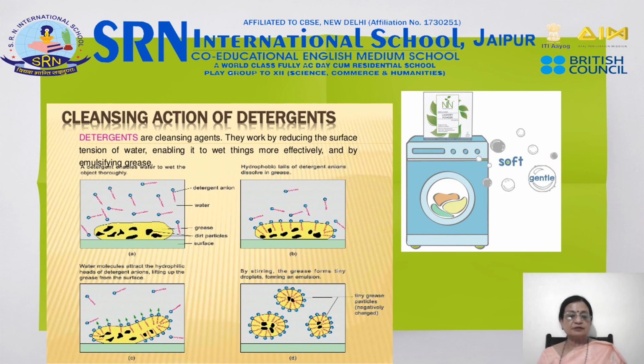Now, when these detergents have a branched hydrocarbon chain, they are non-biodegradable and therefore they cause water pollution. So, to prevent water pollution, the detergents can be made with hydrocarbon chains which are unbranched. That will prevent water pollution and they will become biodegradable.